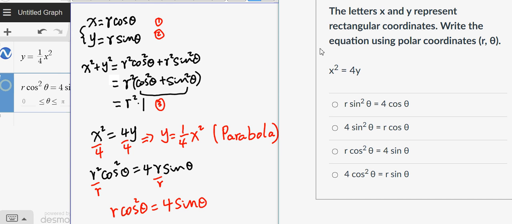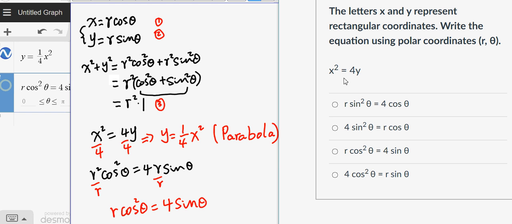Now, let's look at this question. The letters x and y represent rectangular coordinates. Write the equation using polar coordinates r, theta. Previously, we were given polar coordinates, and we wanted to convert the corresponding equation to rectangular coordinates.